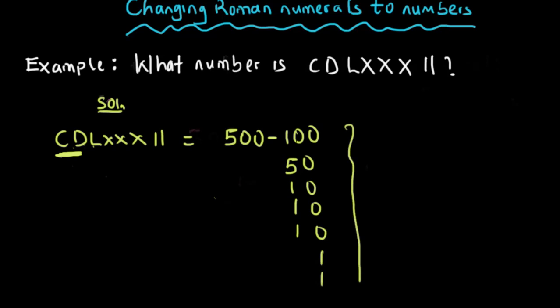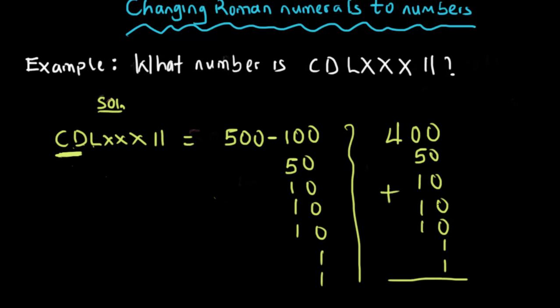So we can write it here. 500 minus 100 is 400. Then we have 50, we have 10, we have 10, we have 10, we have 1, and then we have 1. We add them together. 1 plus 1 is 2. 5 plus 1 is 6, plus 1 is 7, plus 1 is 8, and then we have 4.